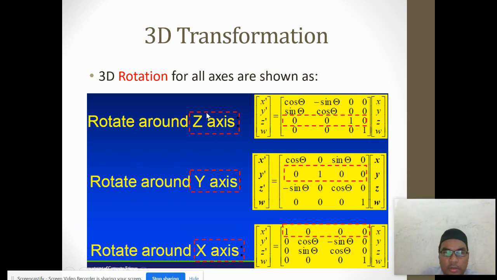Okay, for the rotational, you have to do like this. This is the matrix. So for the z-axis, when you want to rotate in terms of the z-axis, we leave the z without any value, unless this one value at the z.